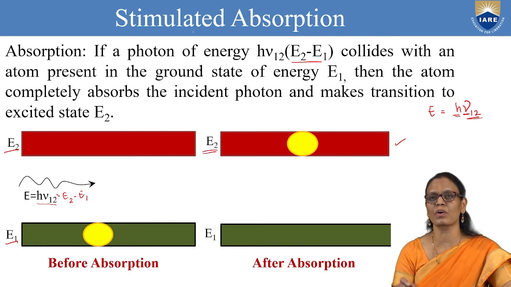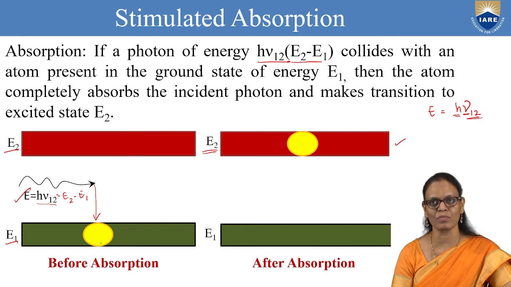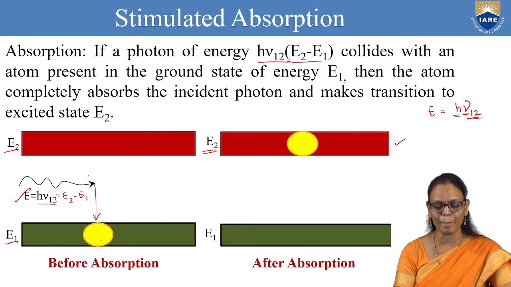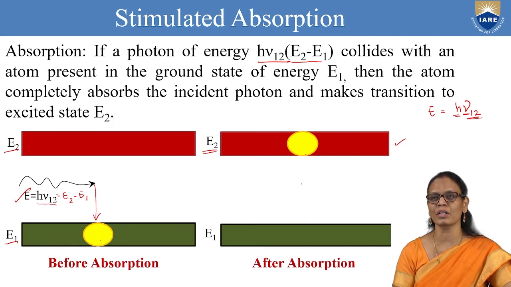So that is what we are calling stimulated absorption. If a photon of energy h nu 12, this is the photon we are supplying, collides with an atom in the ground state, so this is colliding with this atom in the ground state, then this atom completely absorbs this energy and makes a transition to the excited state. I told you transition is the movement of these atoms from one level to another level. Here it is moving from lower level to higher level. So it makes a transition to the excited state.